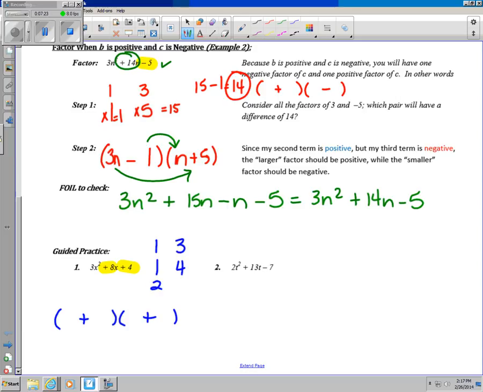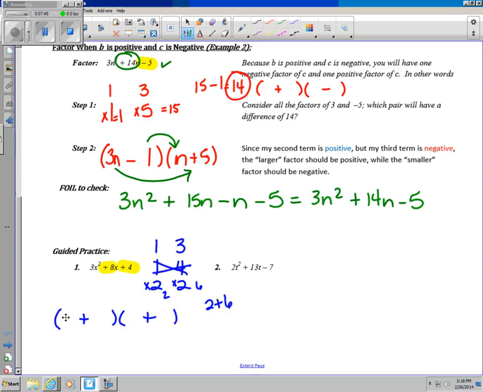Okay? All right. So if I do 3 times 4, I get 12, and 1 times 1 is 1. That's not going to add to 8. That's going to add to 13. So I can't use those. Okay? Now, my factors of 3 and 4 this way. 3 times 2 is 6. 1 times 2 is 2. And 2 plus 6 equals 8. So I have found what I need to use.